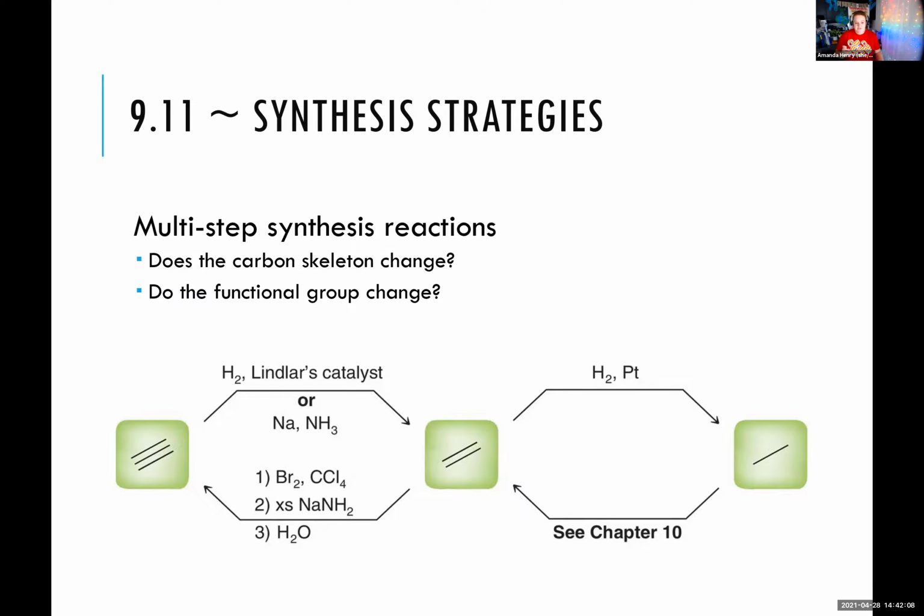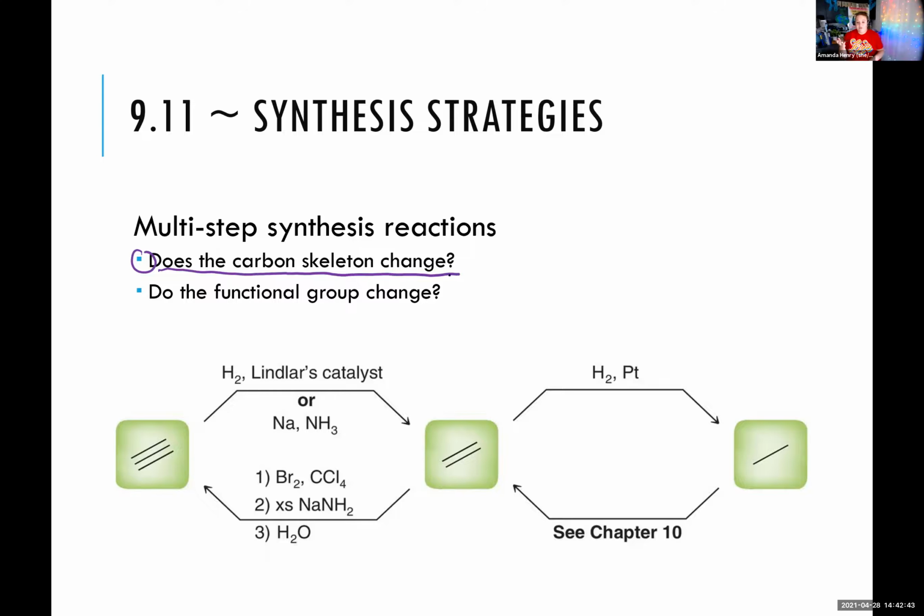Multi-step synthesis is usually incorporating reactions from previous chapters as well as the current chapter. And because we now have a few chapters under our belts, we're also looking at what questions to ask to approach these types of problems. So our book takes a two-sided approach. The first one is asking, does the carbon skeleton change?